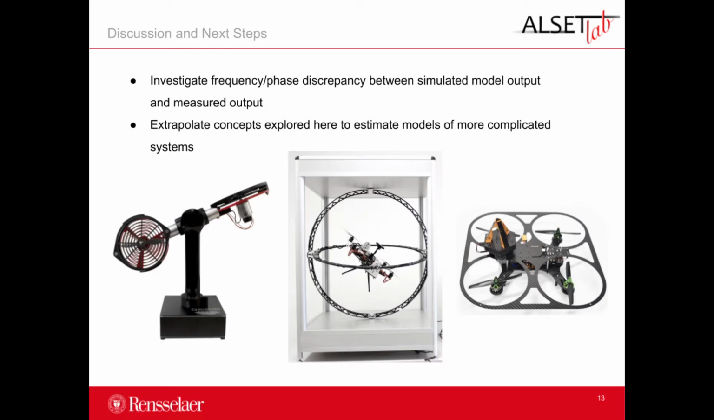So as I mentioned before, I'll be continuing my work with modeling and system identification in the fall. I'll start by investigating the phase and frequency discrepancy between my model output and the measured output. I also plan on extrapolating some of the concepts that I explored here to estimate models for more complicated systems. This would include the Quanser AERO and its 2 degree of freedom multiple input, multiple output configuration. The additional input introduces some significant cross-coupling issues, and it necessitates multiple estimated models to adequately describe the entire system.